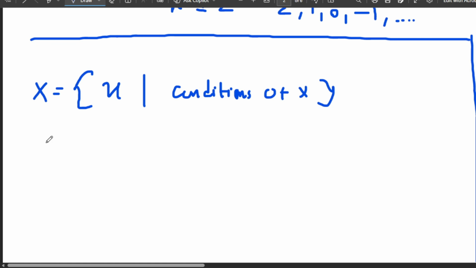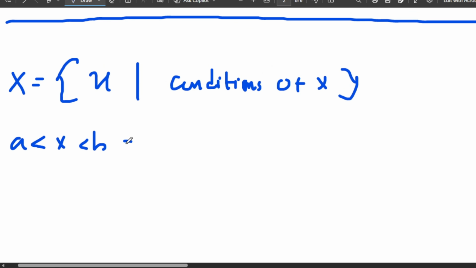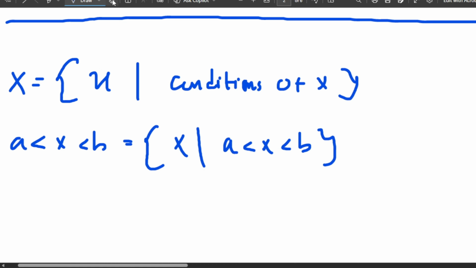So this is x, so x such that condition of x. Let's say it was in between some number. If x is greater than a and less than b, that means the set builder notation will be x such that a is less than x is less than b. Okay, so for some number which is greater than a but less than b.